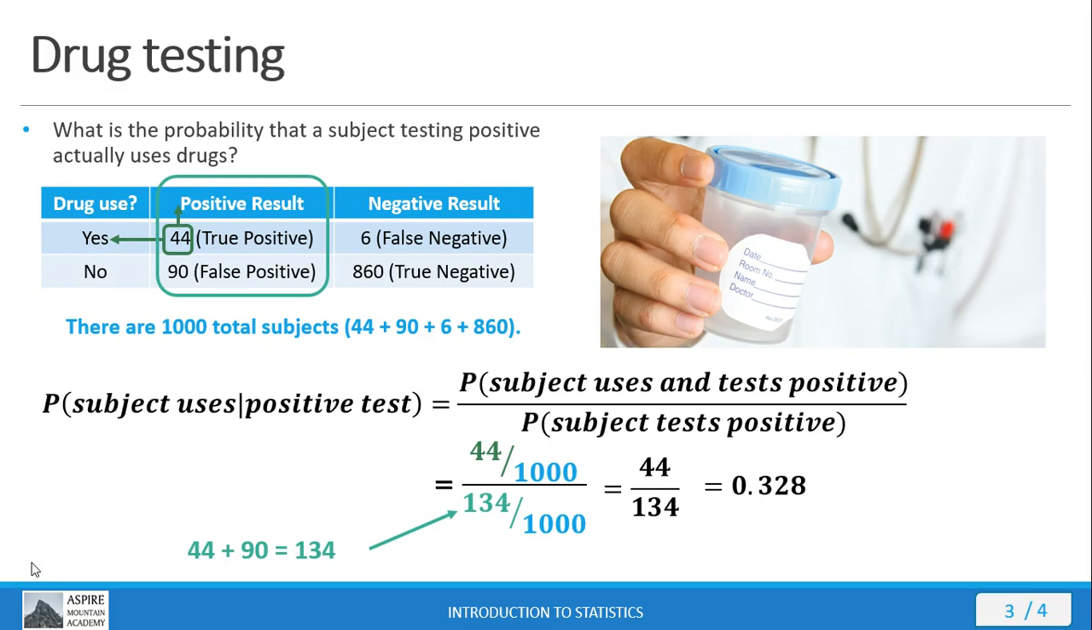And that's really all there is to it. If you memorize that little formula, you can just write out what it is you're looking for from the problem statement. Once you have everything written out, it's just a matter of taking it apart piece by piece, calculating your probabilities using the part over the whole. Then once you get the numbers, it's just a matter of crunching them until you get to the final end result. So 32.8% is the probability that a subject testing positive actually uses drugs.